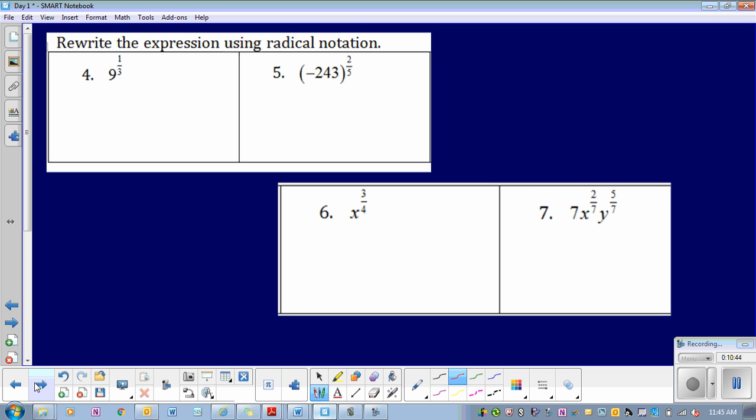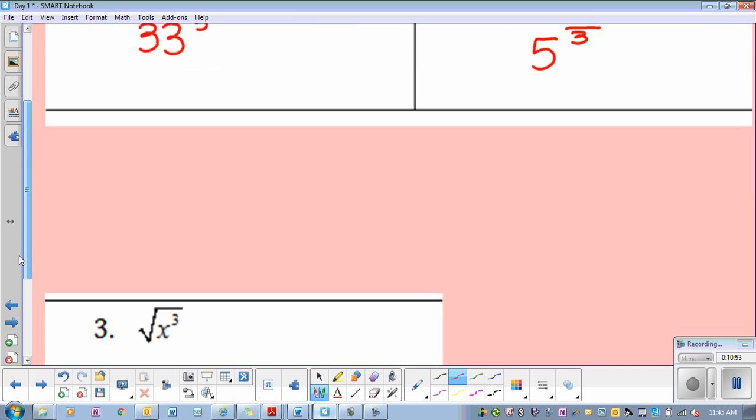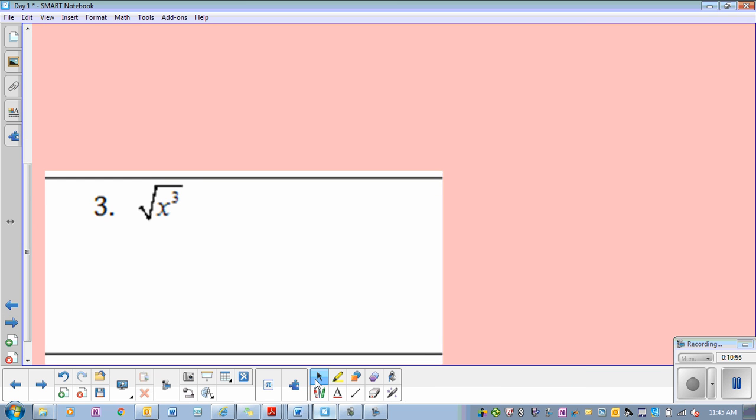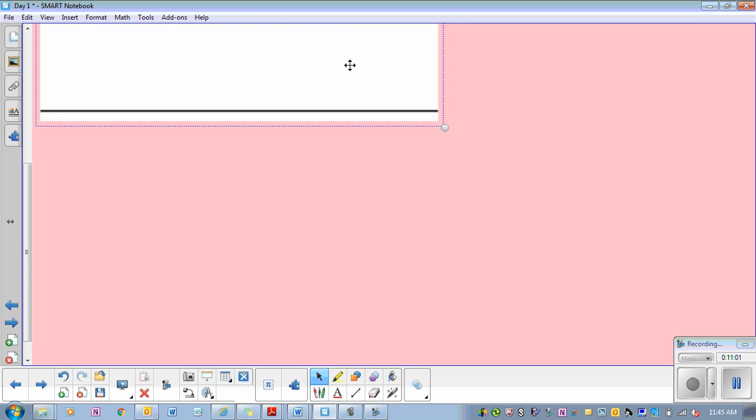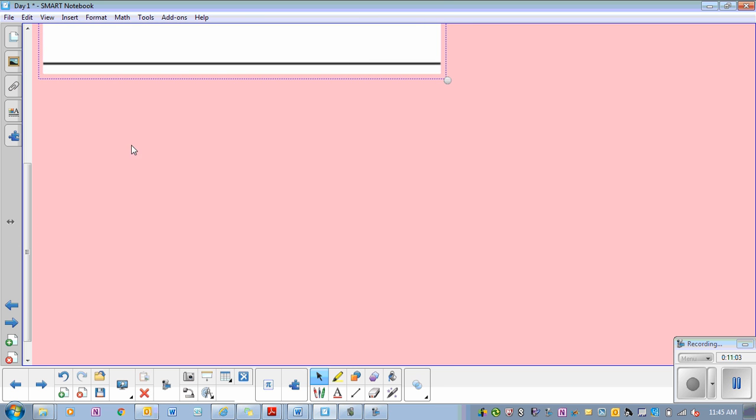It says rewrite the expression using radical notation. Now we're taking these. Wait, it's missing. Really? Oh no, where is it? Oh my gosh, who decided to put this all the way down here? It's not very smart. No, not me. Maybe it was me, I don't know.